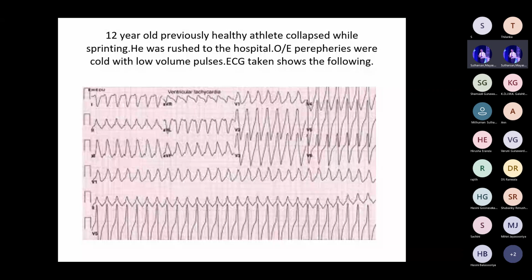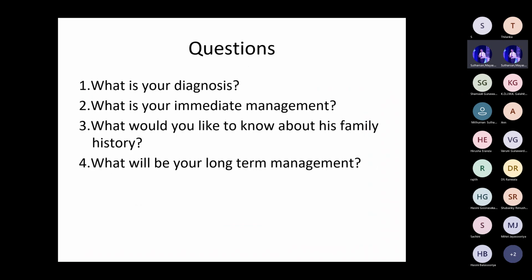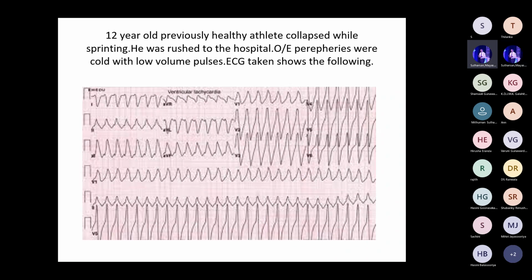A healthy athlete collapsed while sprinting and was rushed to the hospital. Peripheries were cold, right? ECG taken. So the periphery is cold, with low volume pulses. What is this? Yeah, it's a pulseless VT. But when you look at this ECG, what can you see?